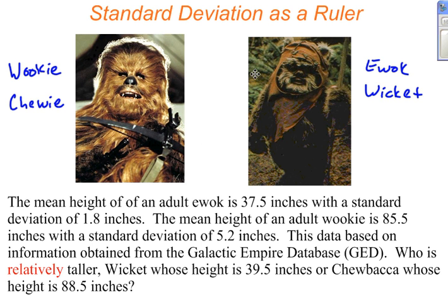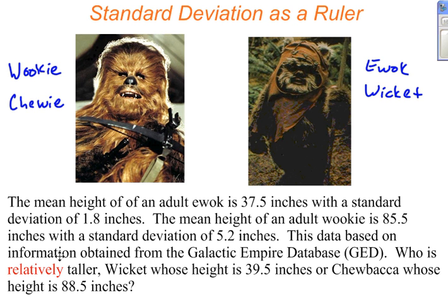So here's the scenario that we have. Mr. Mays, being the Star Wars freak that he is, thinks about things like this. The mean height of an Ewok is 37.5 inches with a standard deviation of 1.8 inches. The mean height of an adult Wookiee is 85.5 inches with a standard deviation of 5.2 inches. This data is based on information obtained by the Galactic Empire Database, the GED.